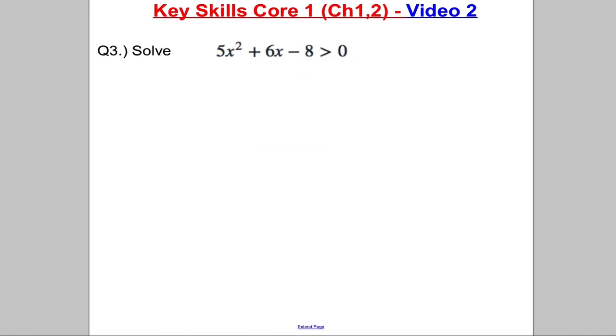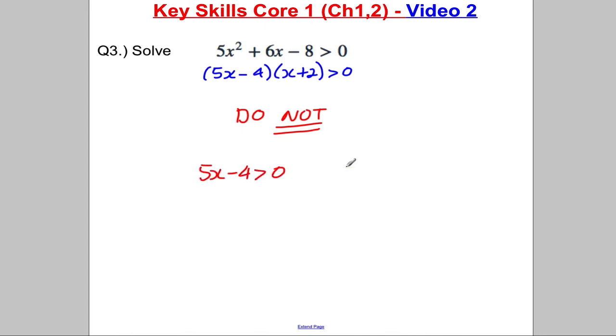Okay, next one. Well, the same quadratic, but we're solving this quadratic bigger than 0, so a quadratic inequality. Now, we already know that we can factorize this as 5x subtract 4, x add 2 is bigger than 0. Now, what we must not do is this. This is unacceptable and you will not get the answer. If you make 5x subtract 4 bigger than 0, and you make x add 2 bigger than 0, just like here, but with an inequality instead, and write x is bigger than 4/5 and x is bigger than negative 2, you will get no marks for that.